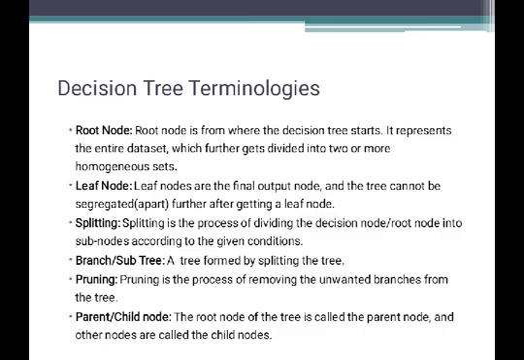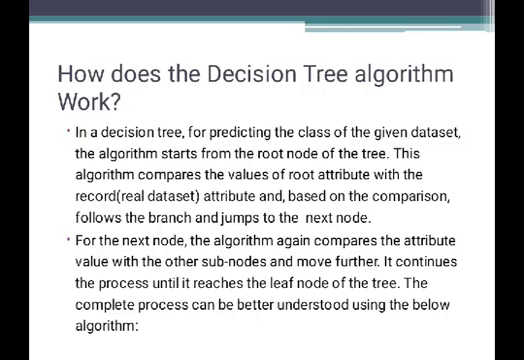Splitting. Splitting is a process of dividing the decision node or root node into subnodes according to the given condition. Branches or subtree. The tree formed by splitting the tree is called branches or subtree. Pruning. Pruning is a process of removing unwanted branches from the tree. Parent or child node. The root node of the tree is called parent and other nodes are called child nodes.